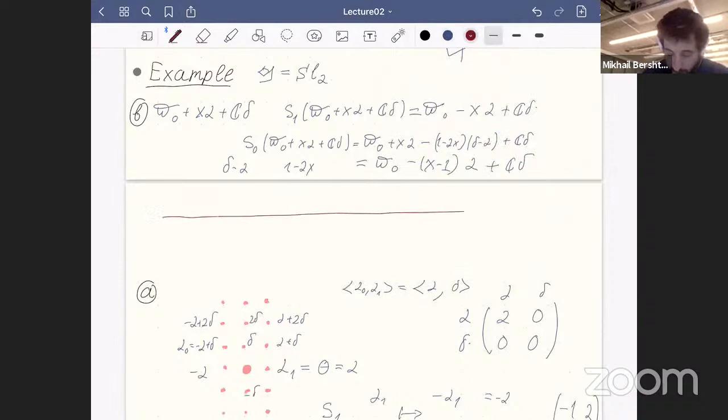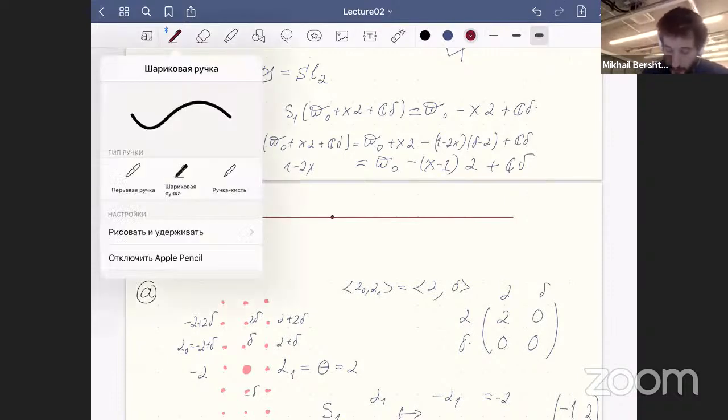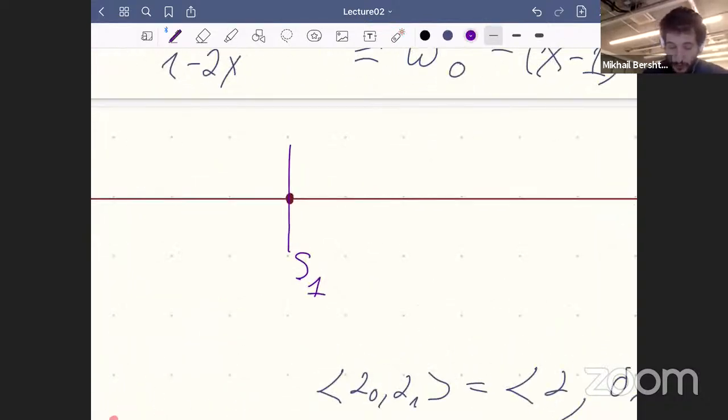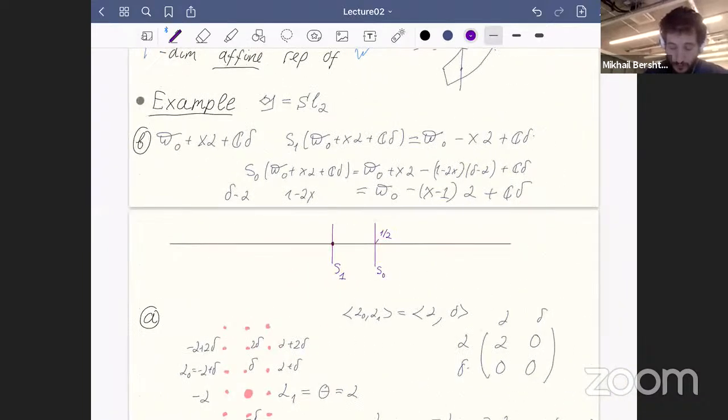So the result is the following. We have a one-dimensional space with coordinate x on it. S1 is a reflection with respect to this line. This is 1. So you see it maps x to minus x. And S0 maps x to minus x plus 1. So this is again a reflection, with respect to the point 0, with respect to the point 1/2. So the point 1/2 is fixed.